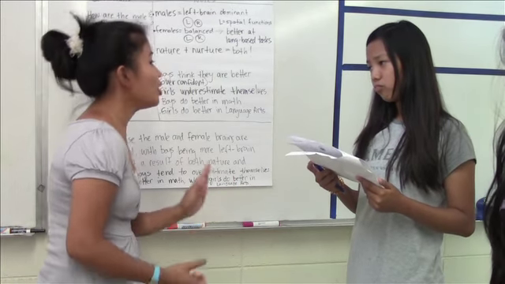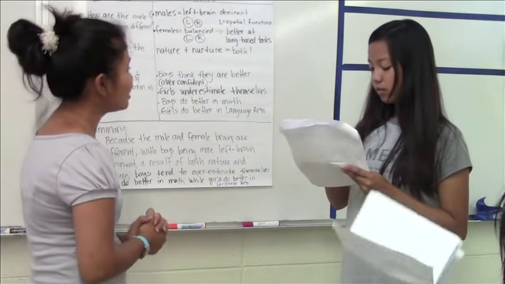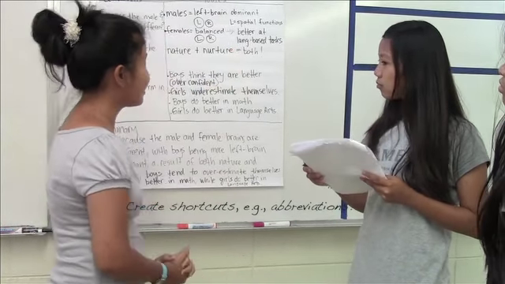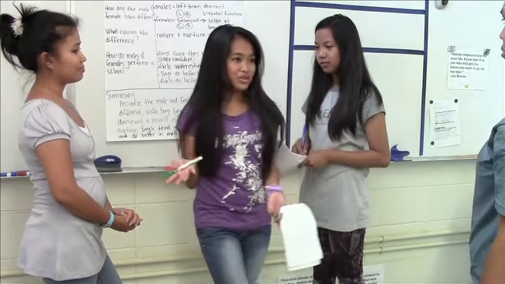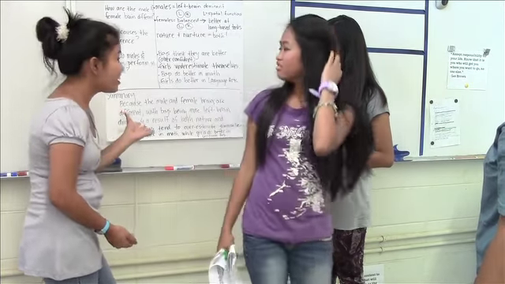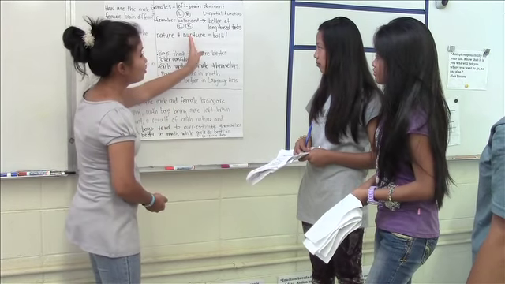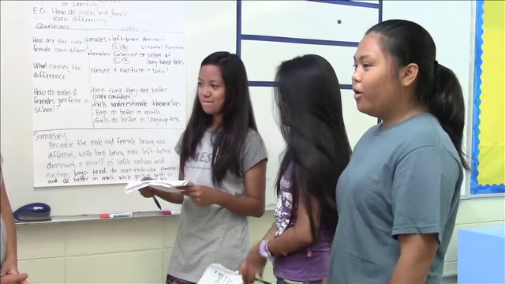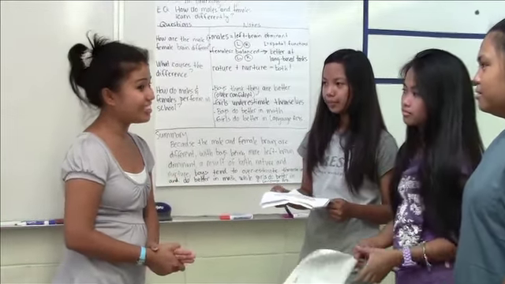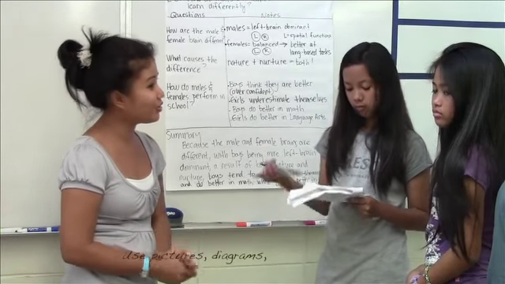No worries. If you want to make all this easier on yourself, create shortcuts. For example, you can just use abbreviations just like you do when you text. Now that I can do. I'm like the fastest texter ever. Yeah, I know. And hey, you can even draw pictures or symbols or use arrows to show connections. Oh, I love to draw. Yeah, all your notes do not have to be in words. It's okay to use diagrams or even include the math problem as part of your notes.